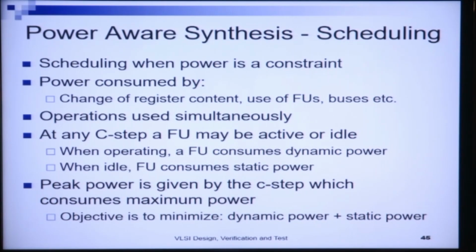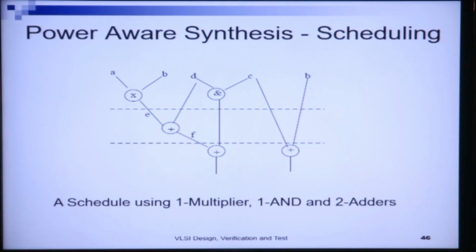The peak power is given by the C step which consumes the maximum power. So, among all time steps, the peak power is given by the time step which consumes the maximum power, combining both dynamic power and static power, that is, the summation of the dynamic power over all resources and the summation of the static power over all resources. The C step at which this is maximum gives me the peak power, and the objective of scheduling is to minimize the peak power.